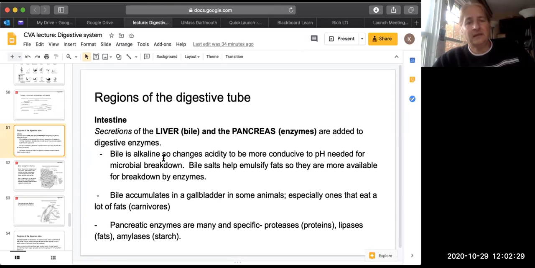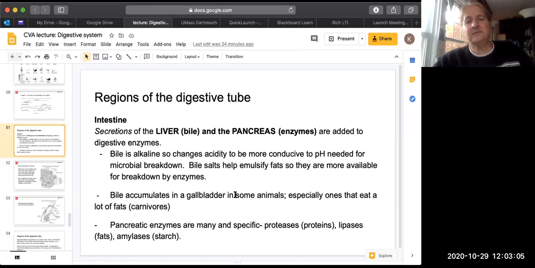Bile is alkaline, changes acidity to be more conducive to the pH needed for microbial breakdown. So remember, stomach is more acidic, needs to change the pH as it starts to break it down. So the bile is helping that. Also in bile are these bile salts, which help emulsify fats, so they're more available for breakdown by enzymes. So fat is really hard to break down, so the bile helps with emulsifying the fats.